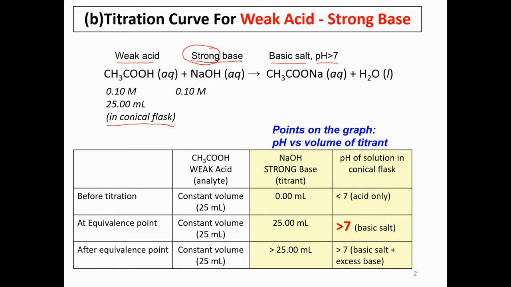There are a few points on the graph that we must have some idea how to draw. First, before titration, in the conical flask there is only weak acid. So the pH is less than 7 because there is only acid, and we haven't started to titrate with strong base yet.